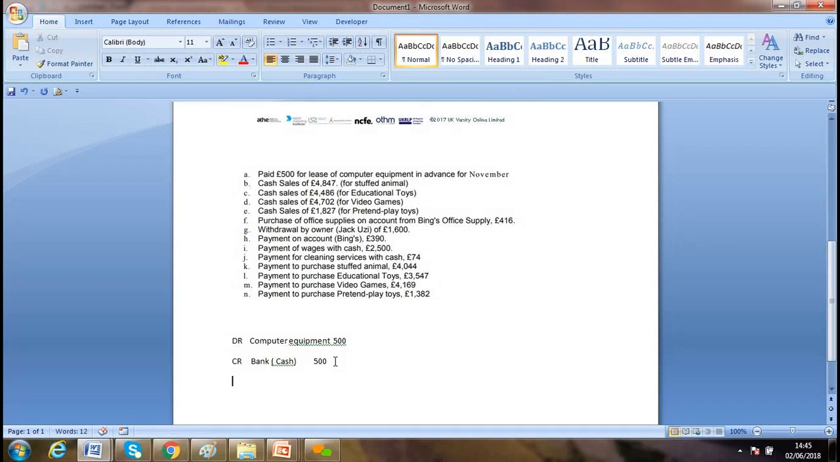We can write this as entry A, okay? Second is cash sales of 4,847. What is meant by sales? Is it income or expense? Income. So we learned in debt click, I stands for income.